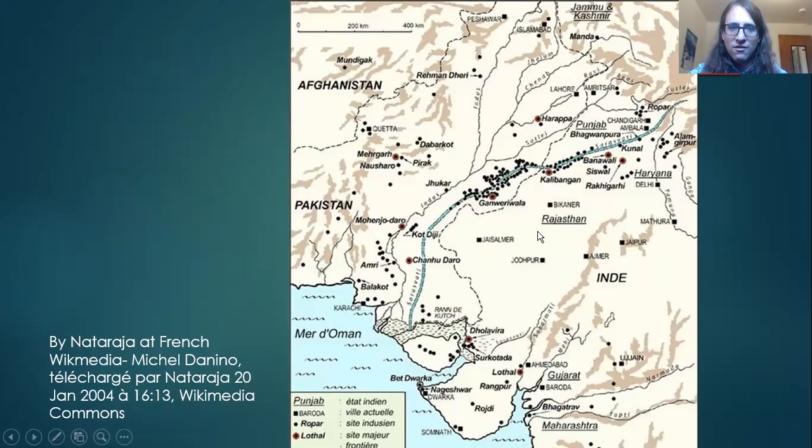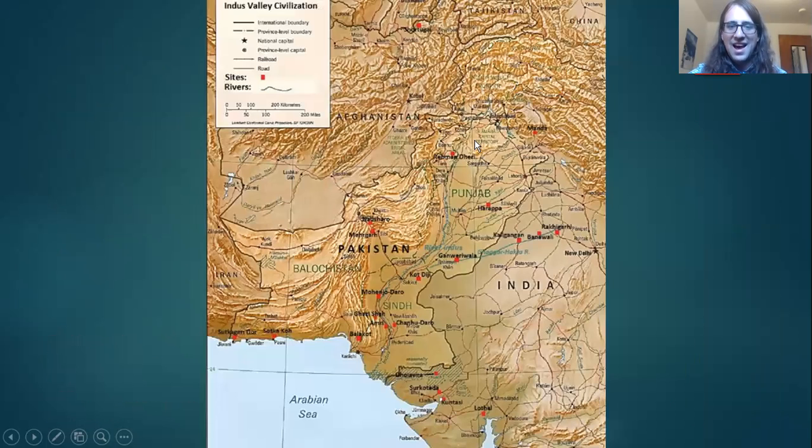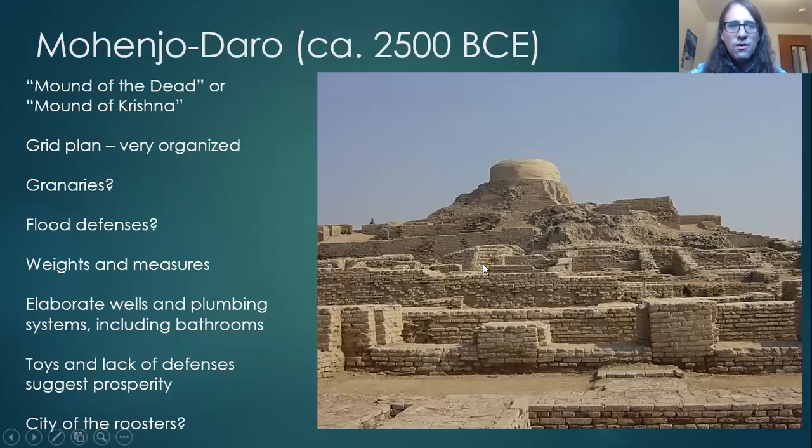But who were these folks? Once again, here it is in the region of Pakistan today. So who were the people of Mohenjo-Daro? We'd like to know more.